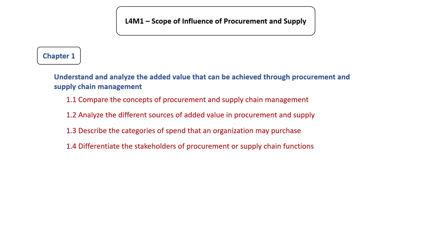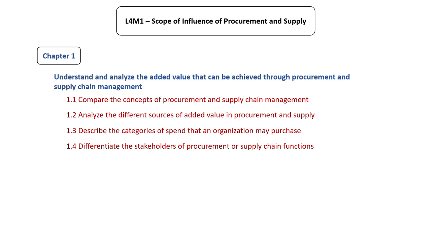We said that the first chapter consists of 4 topics. Topic 1. 1.1 Compare the concepts of procurement and supply chain management. Topic 2. 1.2 Analyze the different sources of added value in procurement and supply. Topic 3. 1.3 Describe the categories of spend that an organization may purchase. And Topic 4. 1.4 Differentiate the stakeholders of procurement or supply chain functions.